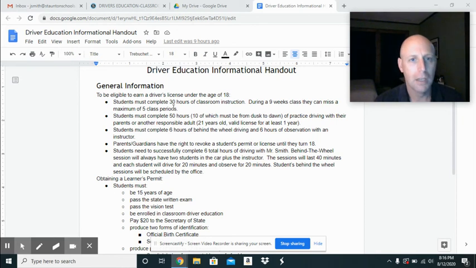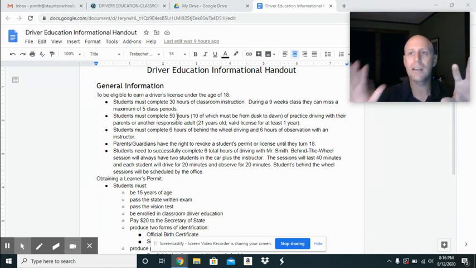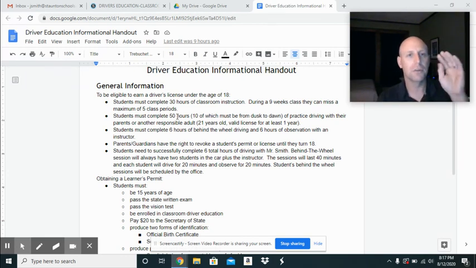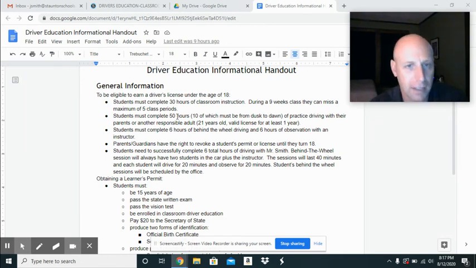Once you have your permit, which you will earn during this class, you have to complete 50 hours of practice driving with your parents or another responsible adult. And 10 of those 50 have to be at night. So it's not 50 during the day and 10 at night to add up to 60. It's a total of 50. So 40 during the day and 10 at night. You can have more than 10 at night. You just have to have at least 10 at night.